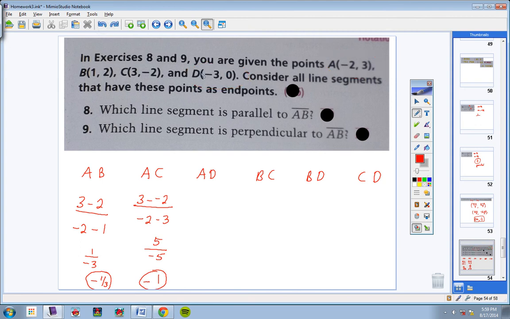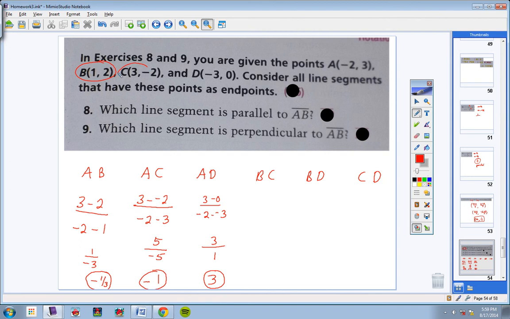Okay? Y minus y is going to be 3 minus 0. X minus x is going to be negative 2 minus a negative 3. So we would end up with 3 over 1, because 3 minus 0 is 3, negative 2 minus a negative 3 is 1, and 3 over 1 is just 3. Okay? Now let's go on to segment BC.